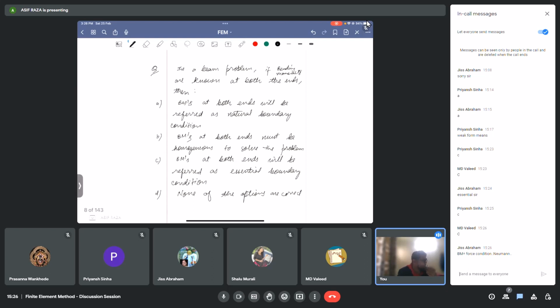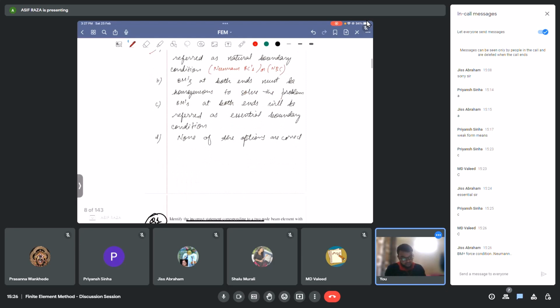Abraham has said bending moment is equal to force condition, normal boundary condition. Yes, I expected you to give the answer. So with this, the answer is option A, Neumann boundary condition or natural boundary condition. So they are the same. So the answer is option A.